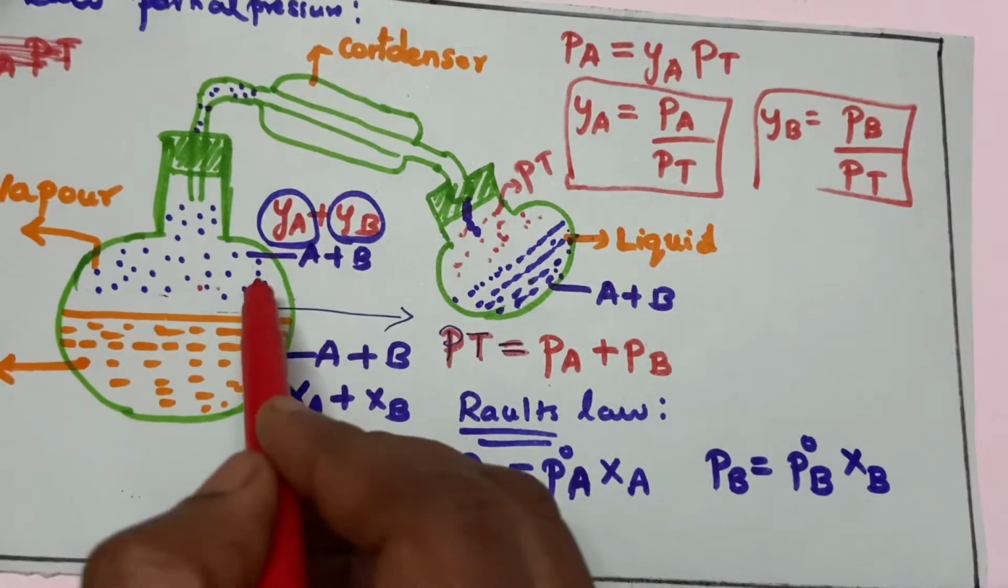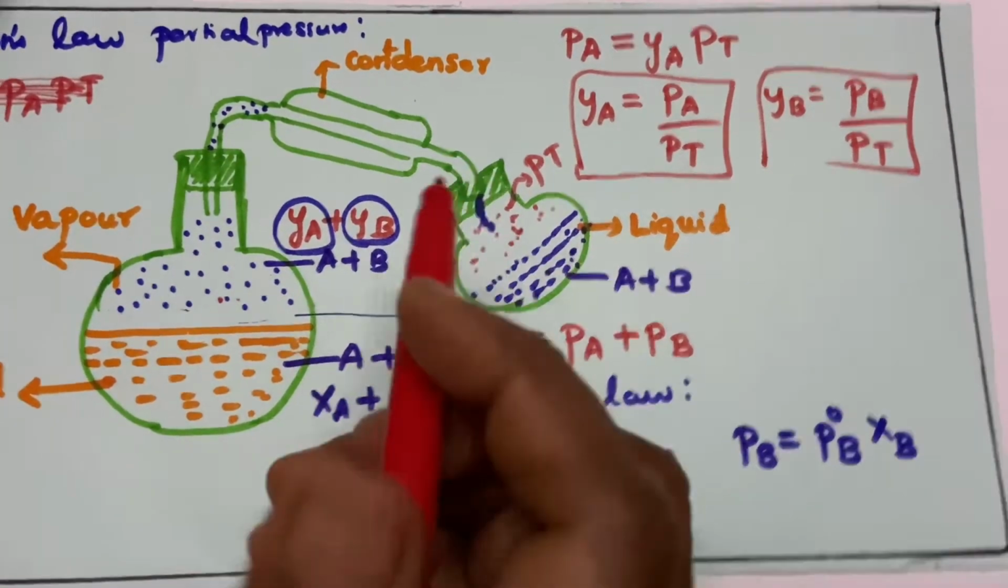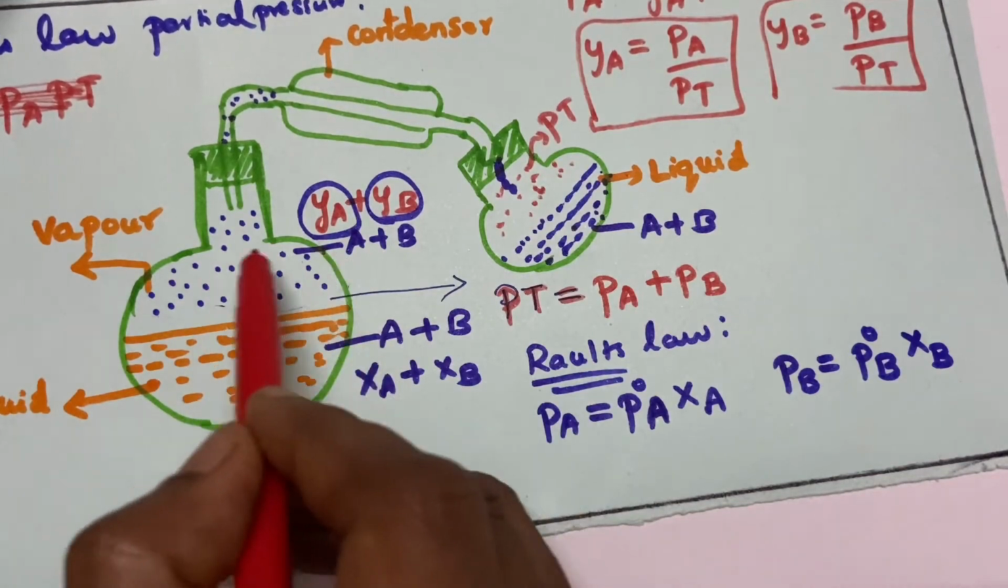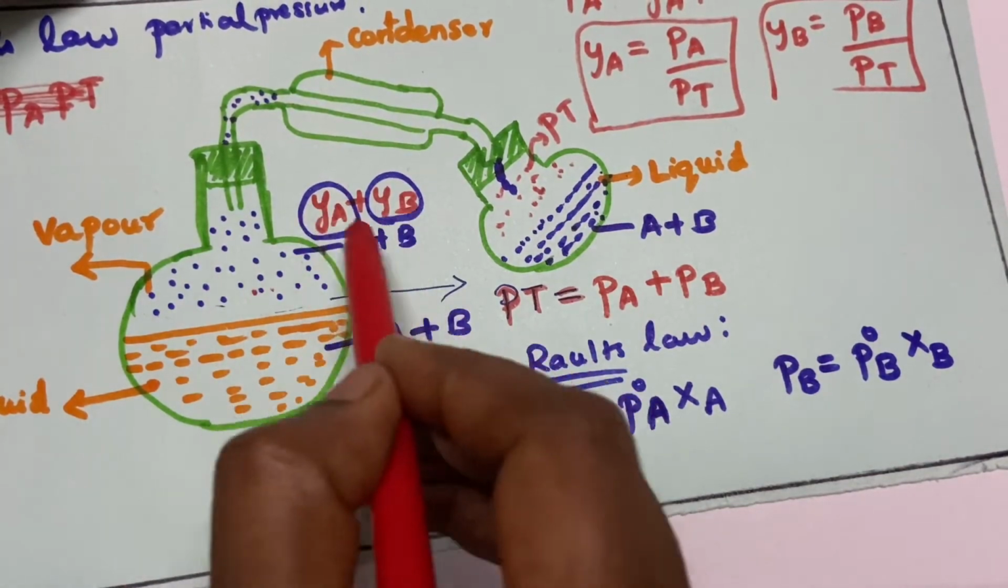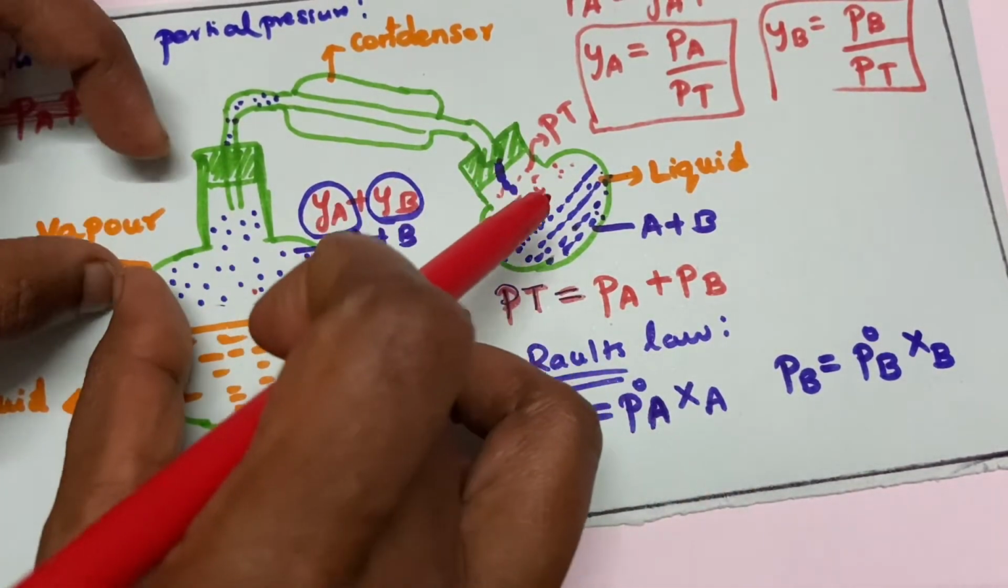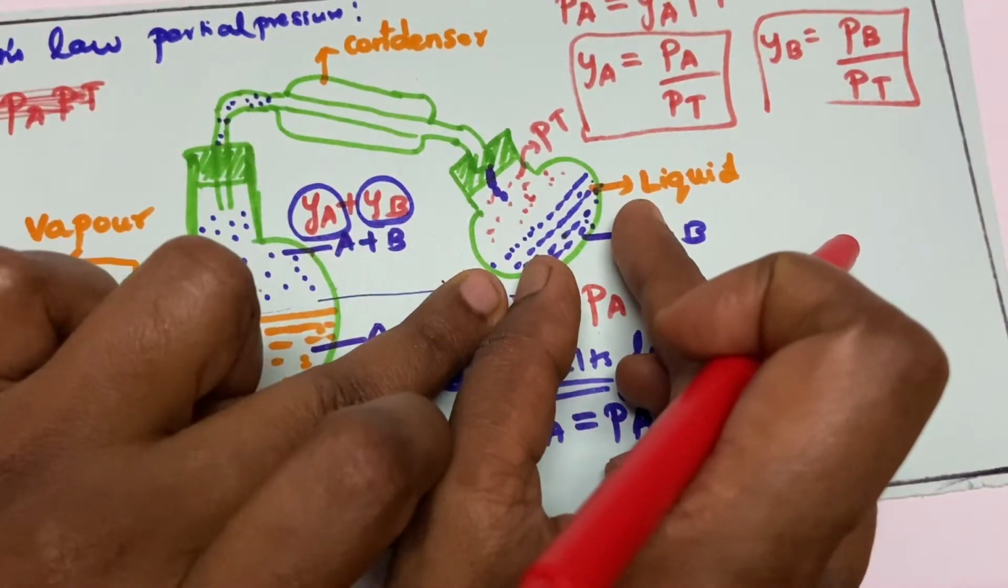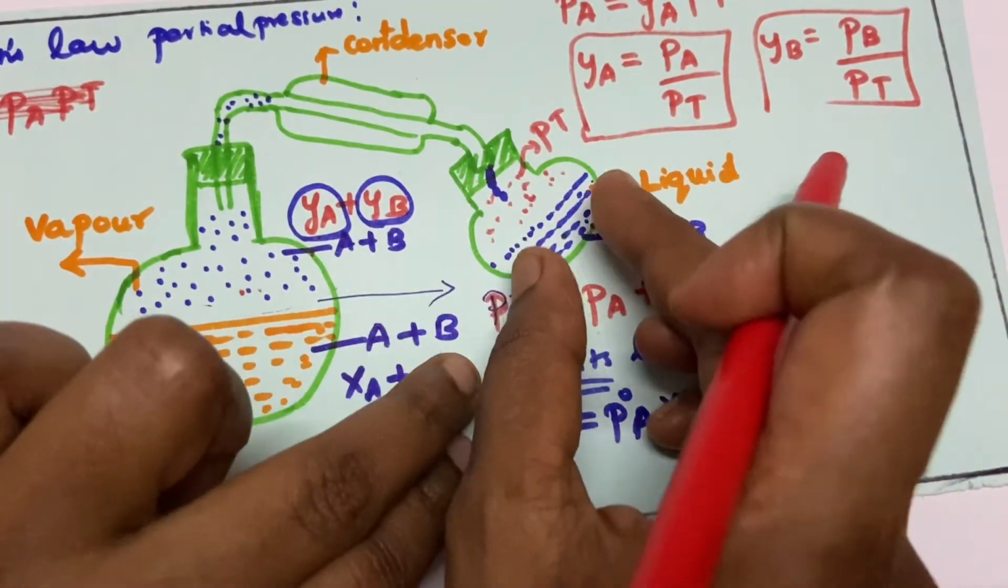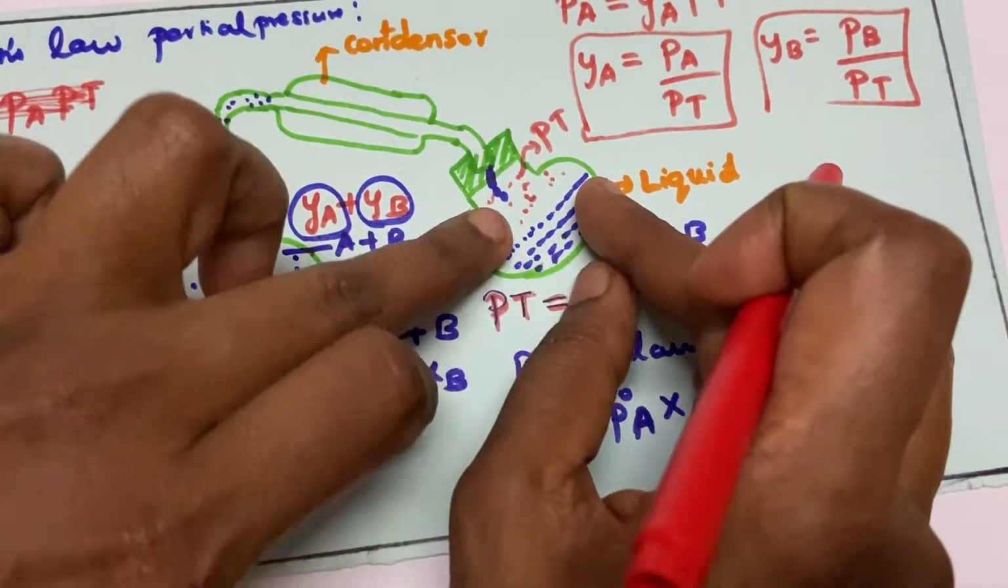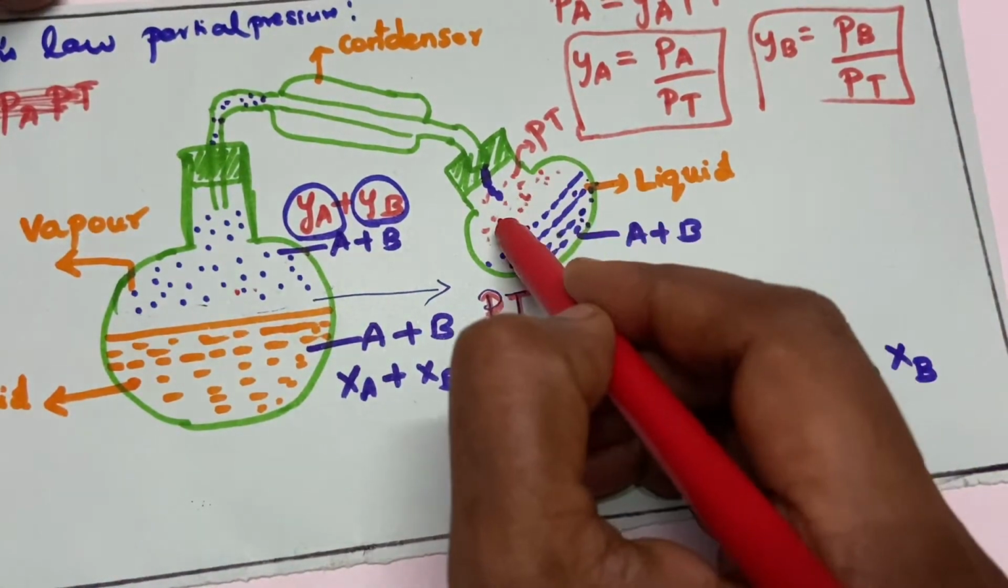So follow me, what I am doing. Then what we have to find out is the mole fraction of this. Only the molecules present here have been liquefied, so we have to find out the mole fraction of this one, then only we can find out the total pressure here.